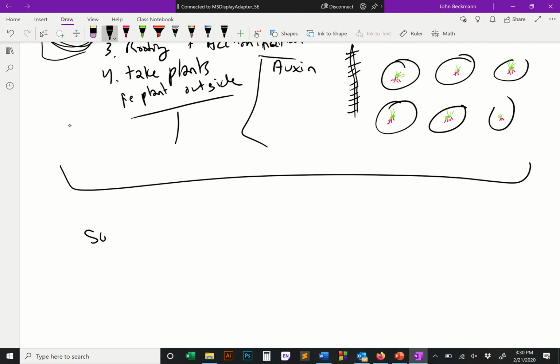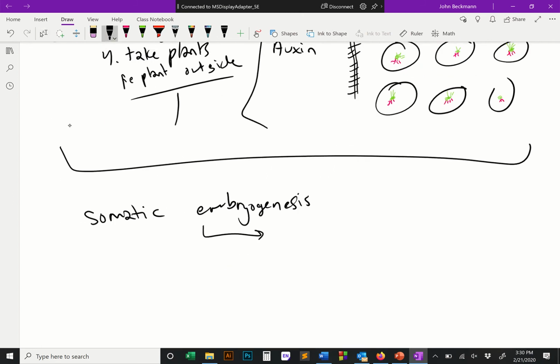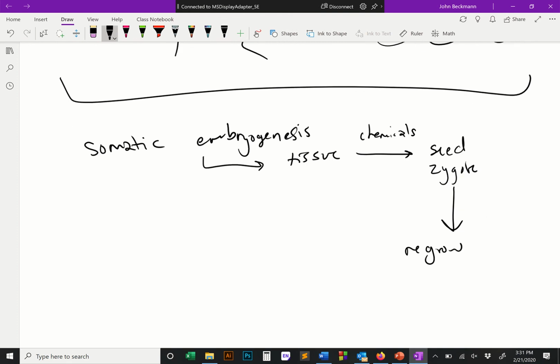Now, sometimes there's a term called somatic embryogenesis. That's sort of what we talked about in the beginning. There's different flavors of plant micropropagation. Sometimes in certain plants you have to do it a certain way, and sometimes they'll take a tissue and add certain chemicals that make it become like a seed or a zygote. And then from that, they can regrow. So that process is called somatic embryogenesis. That's the process of taking a somatic cell and making it go back to its totipotent or pluripotent state.